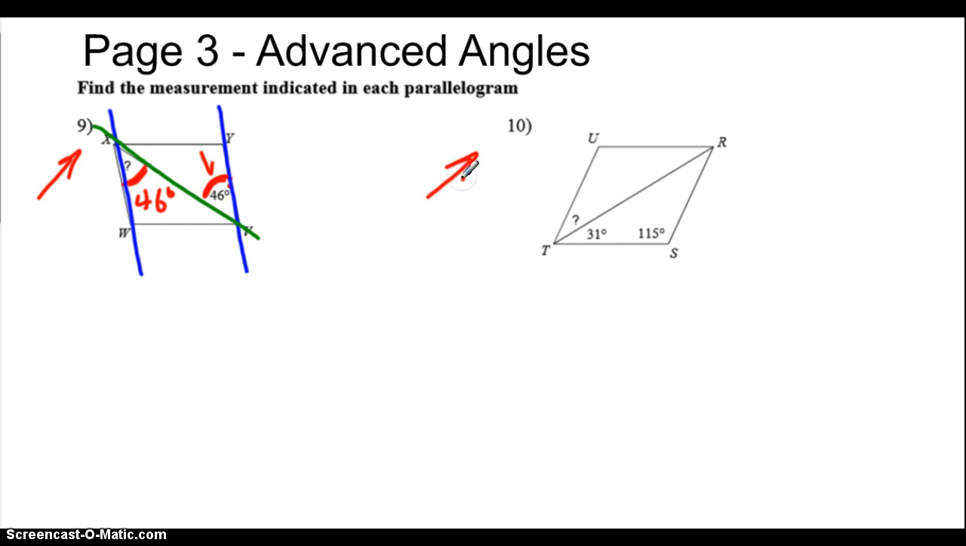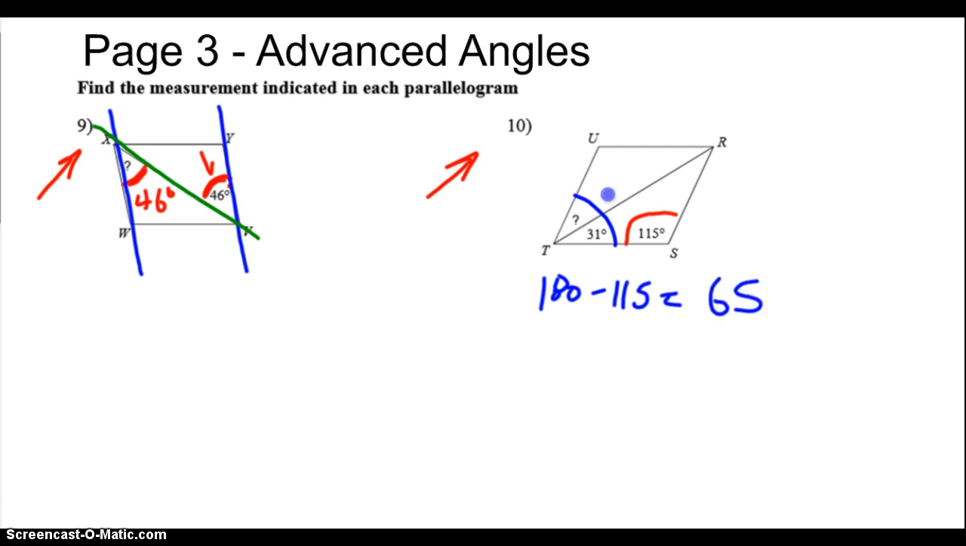Let's take a look at 10. 10 is a little trickier, and there's a few ways to do it. One way to do it is, this is 115 degrees, right? This angle right here, this whole angle, UTS, remember, is supplementary to 115. We talked about in the last section that 2 angles that are next to each other, 2 angles that are consecutive, are supplementary. They add up to 180. So I could do 180 minus 115 to get 65.